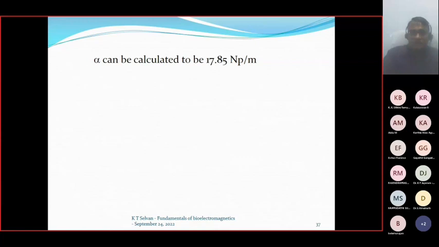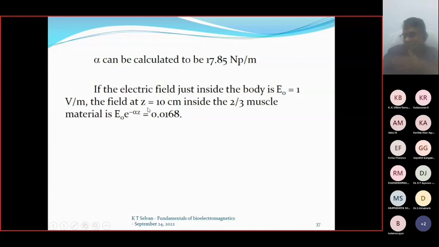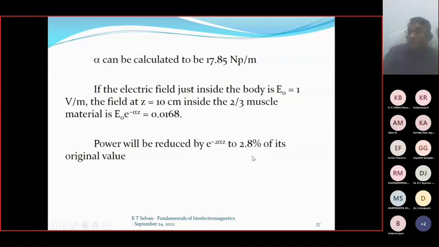So what happens if an electric field, let us say an electric field of 1 volt per meter, has been just excited just inside the body? At a distance of just 10 centimeter into the muscle, it gets reduced by this much. So what we have is 0.0168. So how much reduction? This translates into a power reduction, where the power is reduced to 2.8% of its original value within a distance of 10 centimeter. Of course, this is important both when we consider applications, because when I intentionally want to heat some tissues, and also when I'm concerned about the possible health effect of biological radiation.